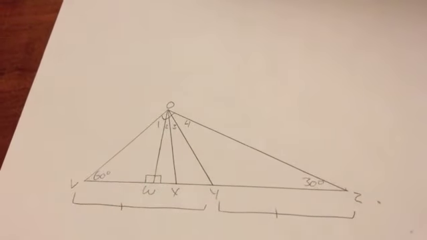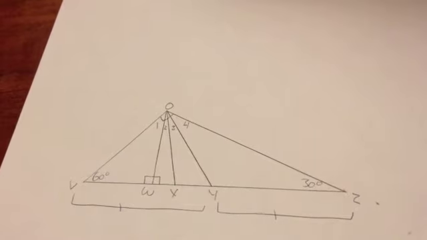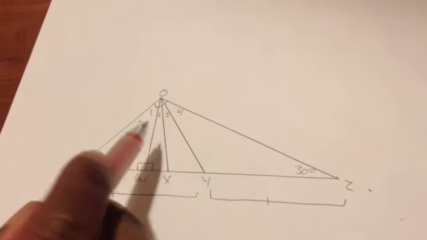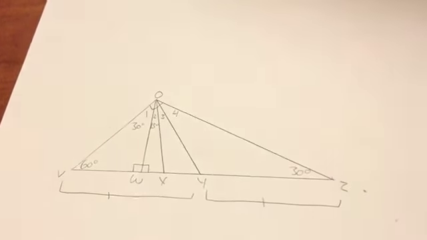And because triangle OVW has 60 degrees and 90 degrees, we know that angle 1 is equal to 30 degrees because of the 30, 60, 90 triangle theorem. Since we know that angles 1 and 2 add up to 45 degrees, if we just do the math, we can easily tell that angle 2 is equal to 15 degrees.